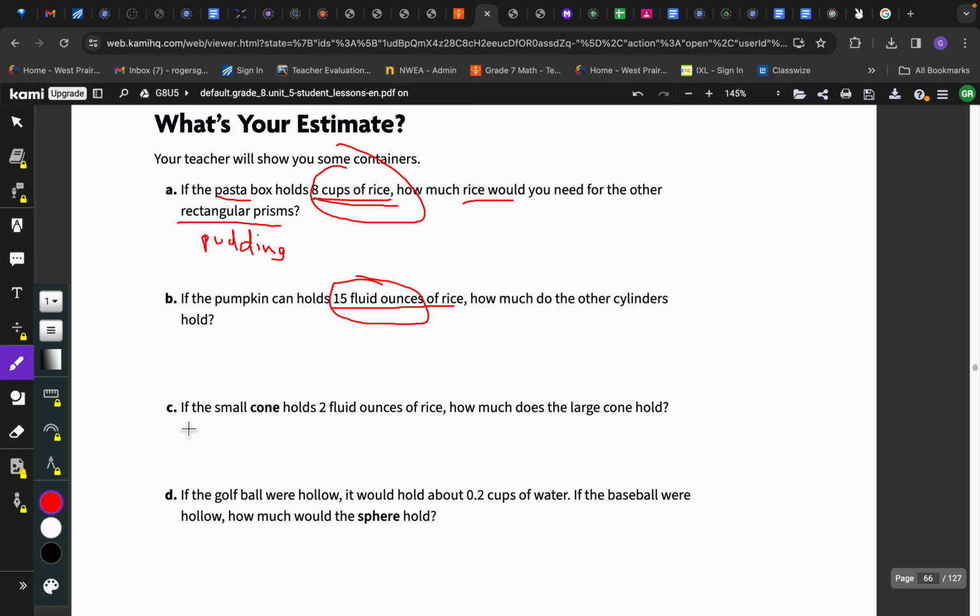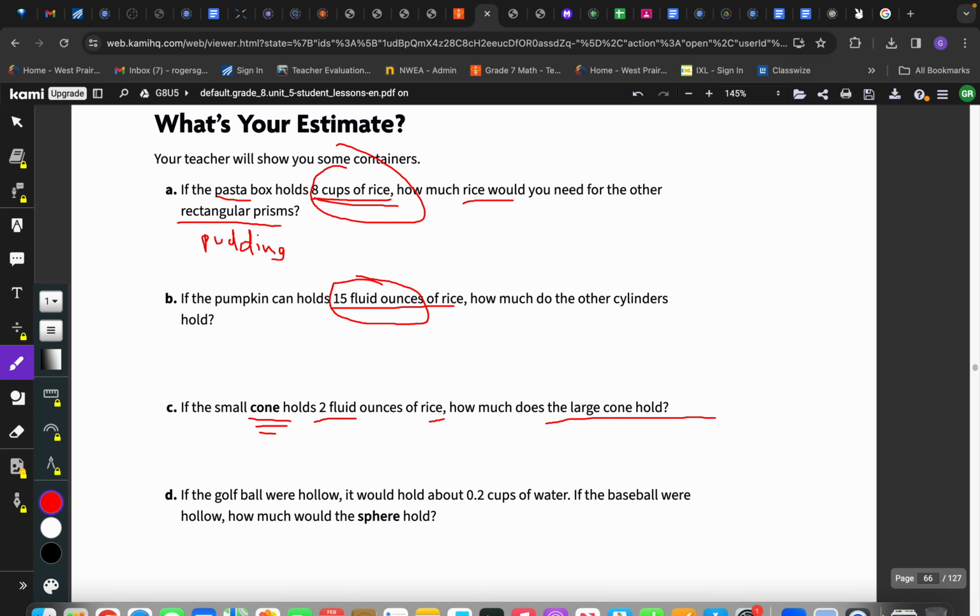So now let's go back to, if the small cone, by the way, this is a vocabulary word and not too difficult. You could probably guess what a cone is. I wonder if you know the actual mathematical definition, but we'll get to that. If the small cone holds 2 ounces of rice, how much does the large hold? This whole time I was saying water. I guess I could have been saying rice. Wouldn't change really anything, but the small one holds 2 ounces. How much does the large cone hold?